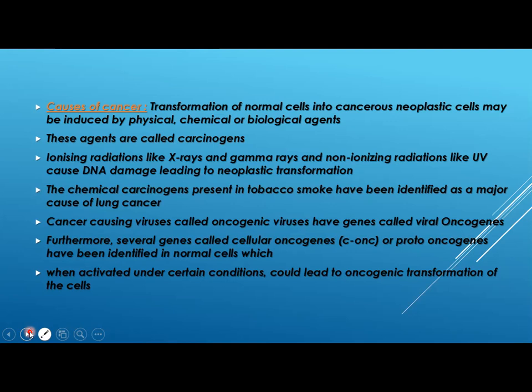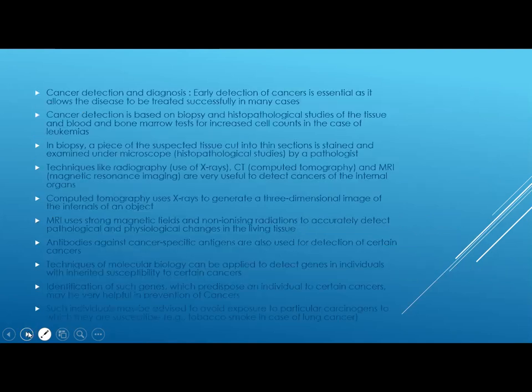Cancer causing viruses called oncogenic viruses have genes called viral oncogenes. Furthermore, several genes called cellular oncogenes, c-onc or proto-oncogenes, have been identified in the normal cells, which, when activated under certain conditions, could lead to oncogenic transformation of the cells.